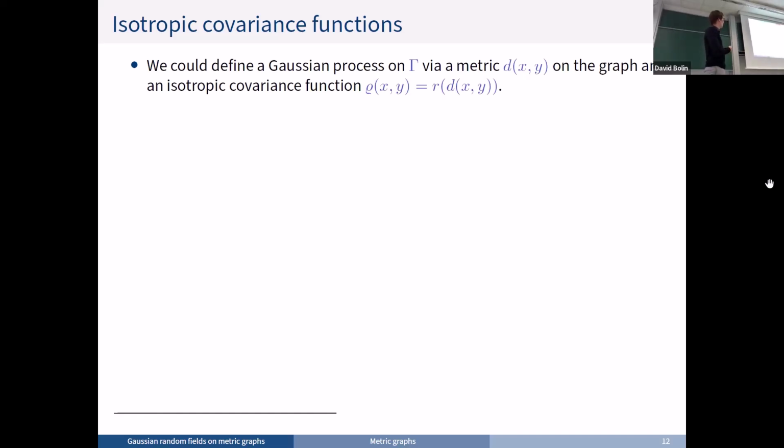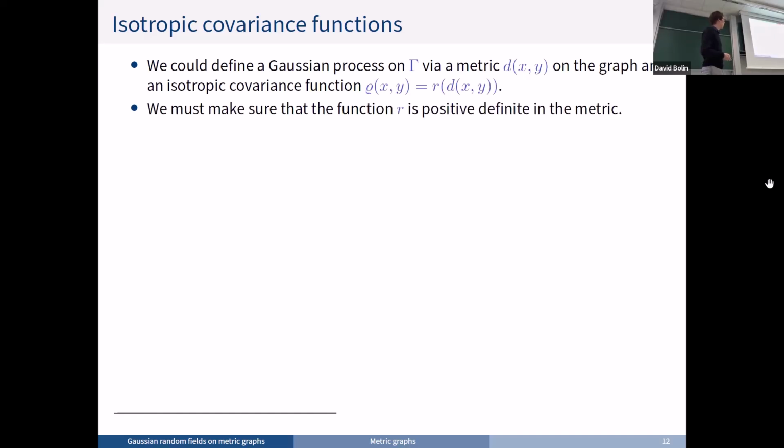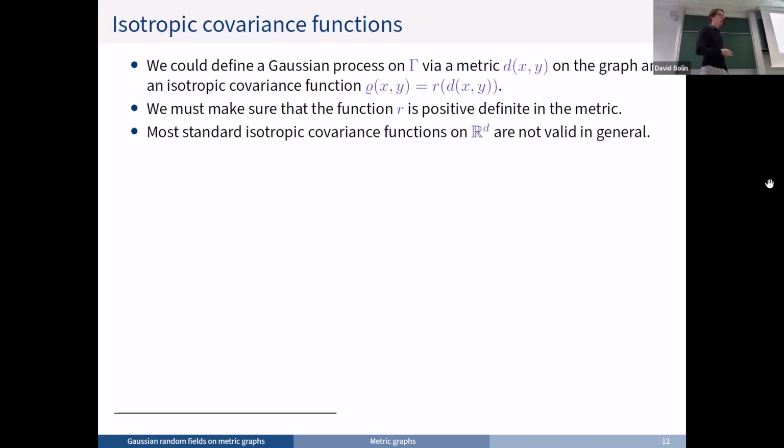Right, so you take d as the distance on the graph, and then you define an isotropic covariance function. So you take some function r and evaluate this in the distance between points, and say that this should be the covariance function of the process. Now the big issue is that you have to make sure that you choose this function r in such a way that this function rho is still positive definite. Otherwise it's not a valid covariance function. And the problem is that most isotropic classical covariance functions that we use in spatial statistics fail to be valid in this setting.